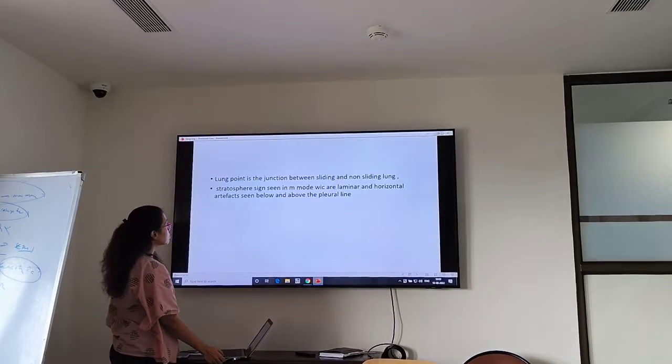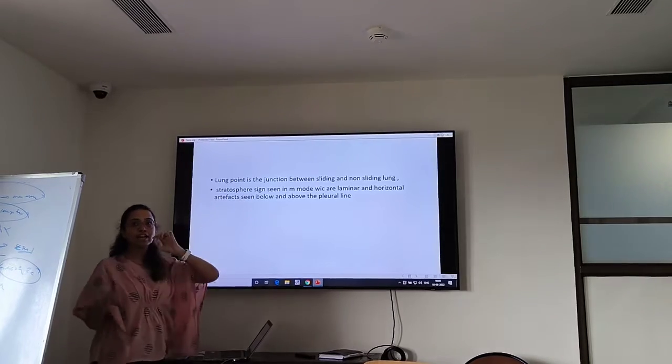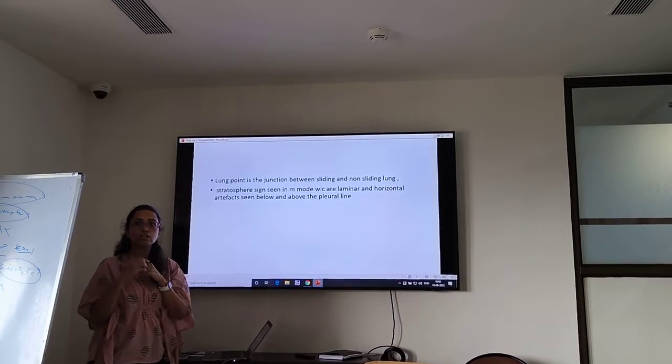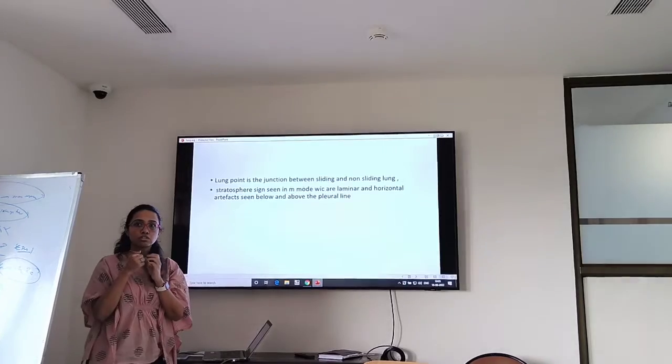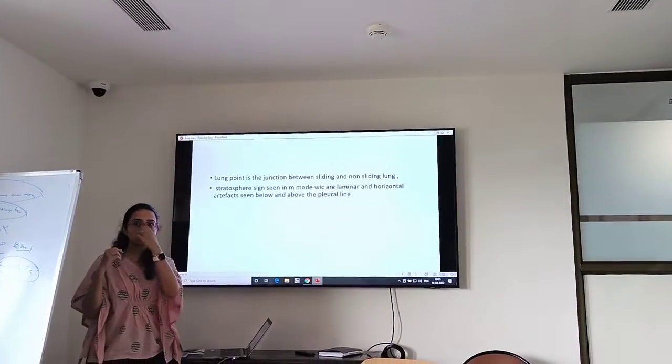So lung point is basically the junction between sliding and non-sliding lung. How do you find this? On the M mode. What do you see on M mode? Loss of stratosphere.